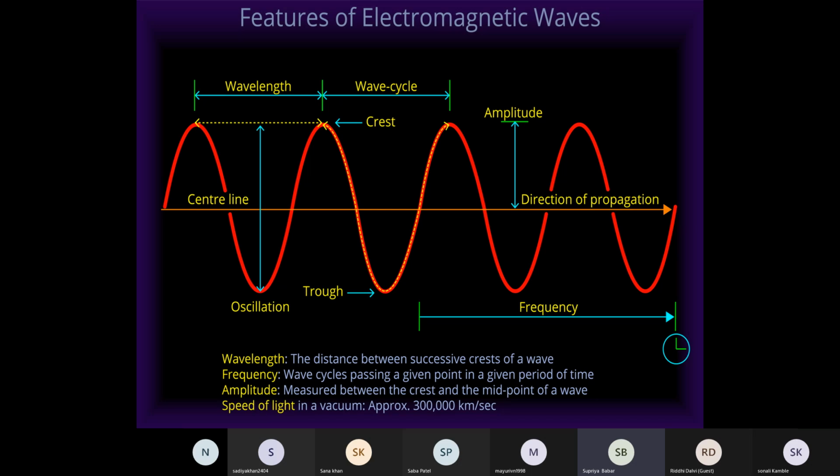Then the speed of light in a vacuum is 3 into 10 raised to 8 meter per second. Here it is given in kilometer per second, so if we convert it into meter per second, it will be 3 into 10 raised to 8 meter per second. So such type of electromagnetic wave structure is there.